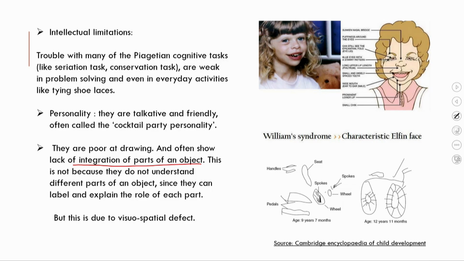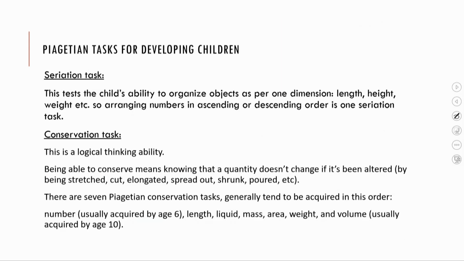This is because of a visuospatial defect. This is how they will draw a cycle. Here is one particular patient at 9 years 7 months, and this is at 12 years 11 months. When you ask them to draw a cycle, this is what they produced. It is not that if you ask them what a cycle is, they cannot explain the parts and the functions, but because of a visuospatial defect, they cannot put them together as one whole. So, that is Williams syndrome.